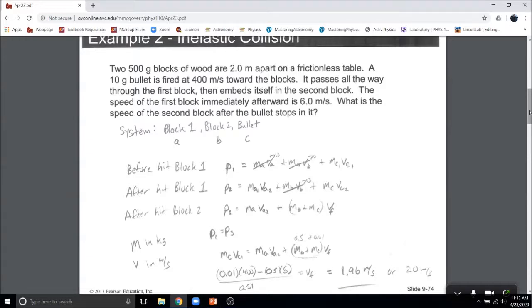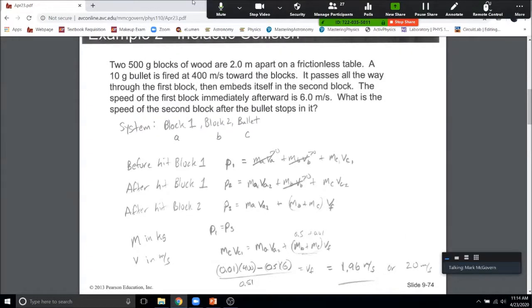So we have 2 half-kilogram blocks of wood. They're 2 meters apart. You've got a bullet that's fired. It goes through one of the blocks, exits out the other side, and then it hits the second block and gets embedded in the block. So you want to make sure you're very clear about what your system is: block 1, block 2, bullet. These are all the things that move. This is an inelastic collision. We know because we shred the first block of wood and then we embed in the second block of wood. We definitely are not conserving any energy here. We are conserving momentum only.